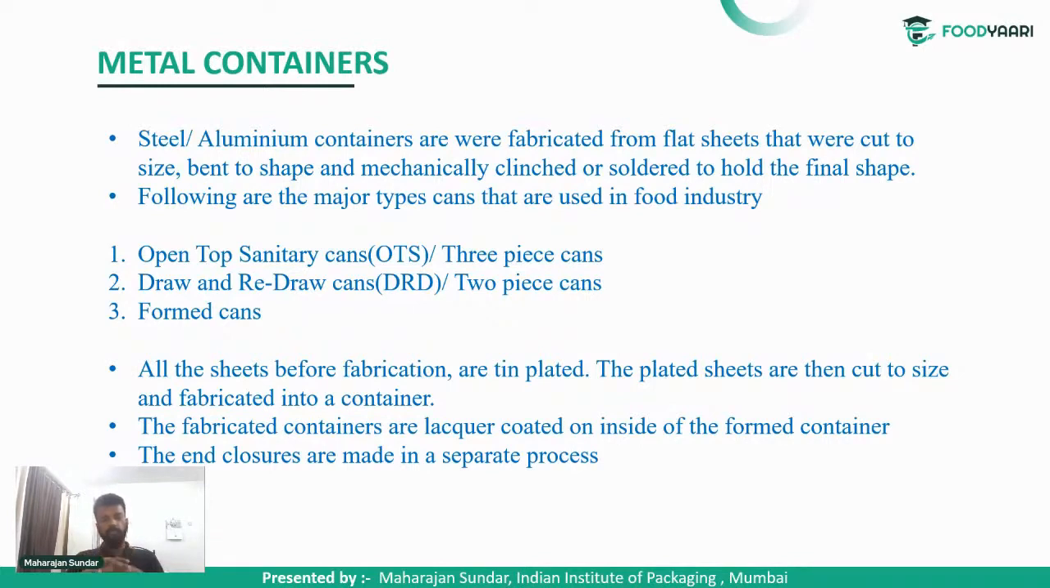All the sheets before fabrication are tin plated. The plated sheets are then cut into size and fabricated into a container by using various mechanical actions. The fabricated containers are lacquer coated from inside of the formed container. The end closures are made in a separate process.